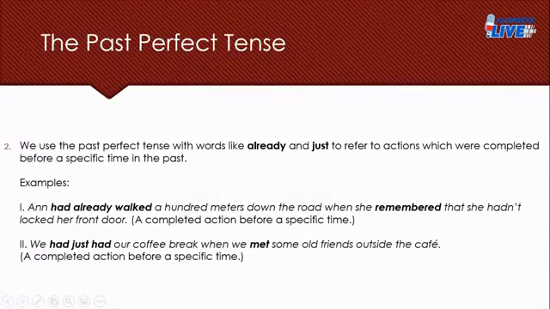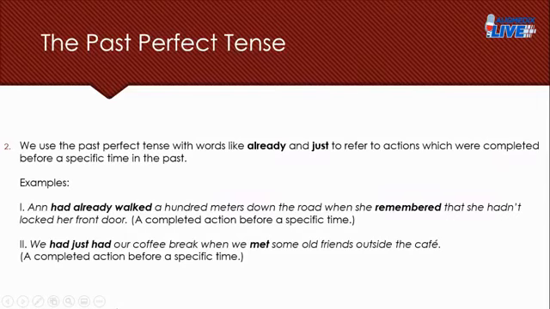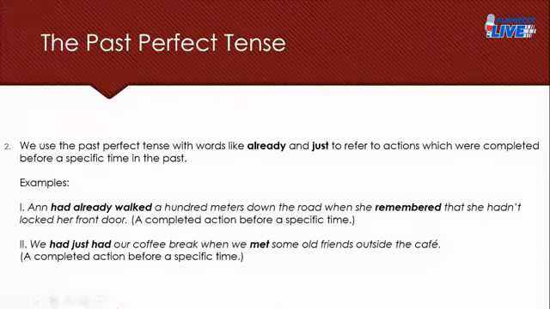By the use of the word already, you're focusing on the first action, that the first action had been done already before she could think or before she could take the subsequent or the following action. So Anne had already walked 100 meters down the road when she remembered that she hadn't locked her front door. A completed action before a specific time.